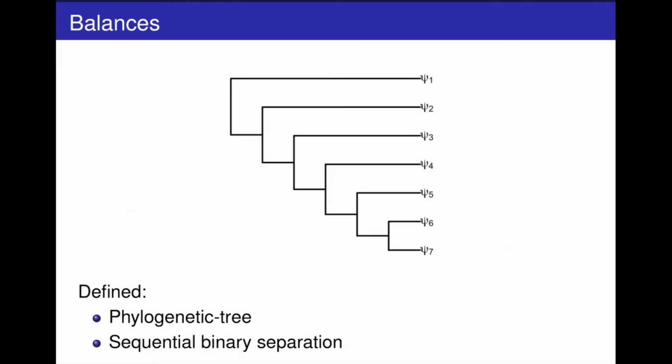In practice, the balance structures could be defined using a phylogenetic tree which incorporates the evolutionary relations among the taxa. Alternatively, we use sequential binary separation, which is visualized in the tree graph above, since prediction performance is agnostic to the ordering of the leaf nodes.